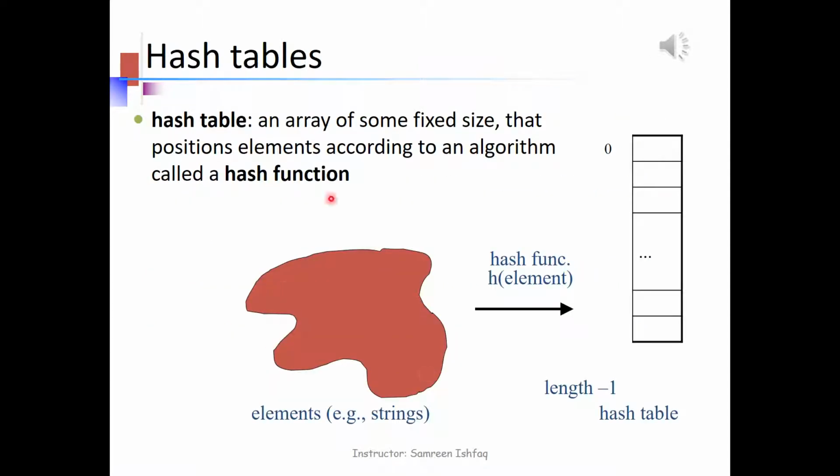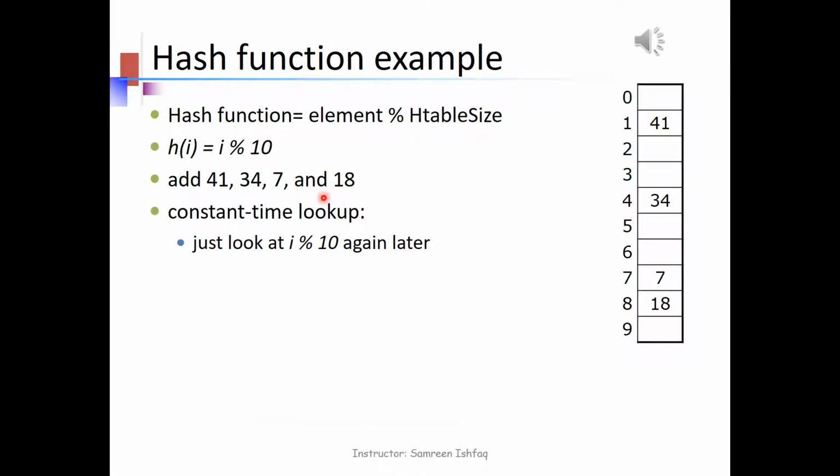Hashing is a technique that converts a range of key values into a range of indexes of an array of some fixed size, that positions elements according to an algorithm, and that algorithm is called a hash function. Now we will solve an example to get a better understanding of how hashing works and what a hash function is.